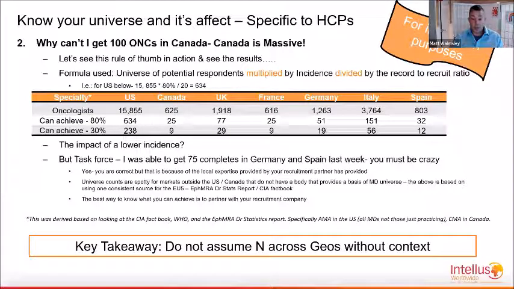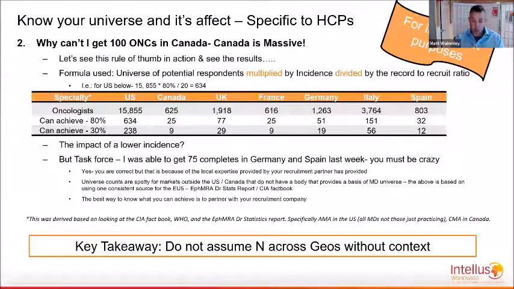I know there will be a lot of people in this webinar who say, hey, Matt, hey, task force, we just got 75 completes in Spain last week. Why are you saying you can only do 32 right here? The major reason for this, as I alluded to before, is that universe counts outside of the US are a little bit tough to get wrapped around. And that's where the local expertise comes into play. There's definitely other people you can target, or technically speaking, there are probably more than 803 oncologists in Spain.